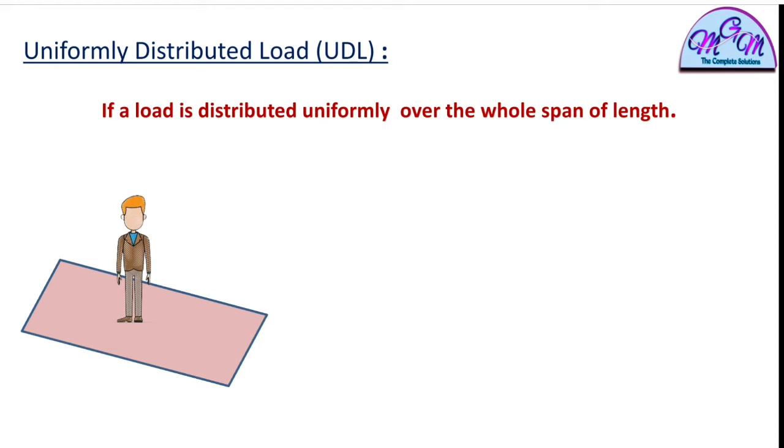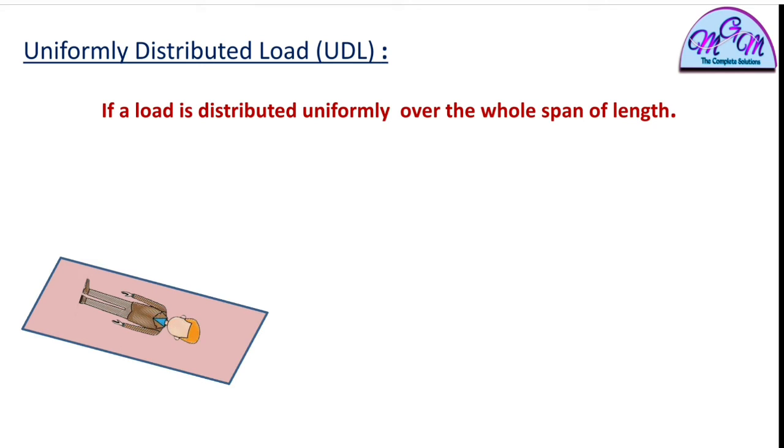But what will happen if its position is like this? Can we consider it as a concentrated load? Answer is no. Why? Because here the area of contact of the man with the ground surface is very large. It is not like a point. So this cannot be considered as a concentrated load. It is an example of uniformly distributed load.